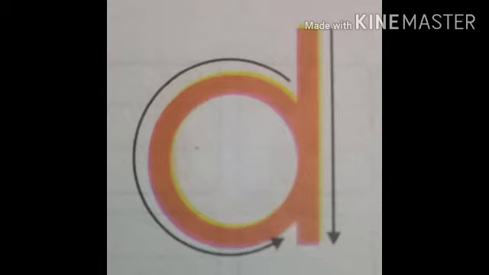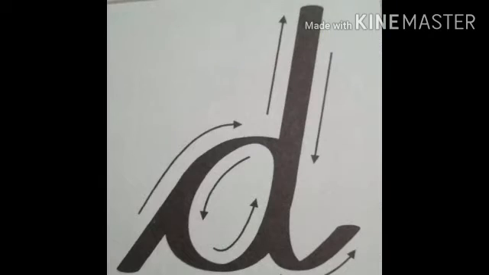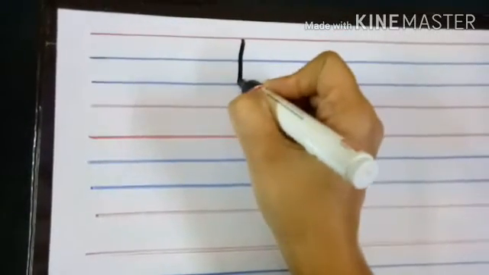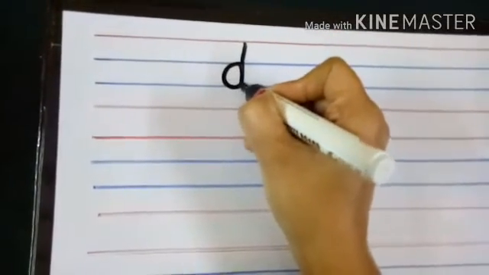It is D. And the sound of D is D. D. D for duck, D for doctor, D for dolphin and D for dog. This is small cursive D. We start to learn how to write small alphabet D.